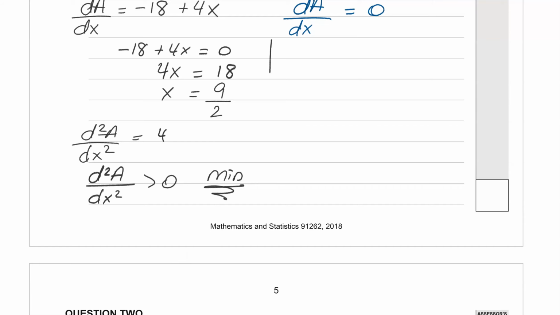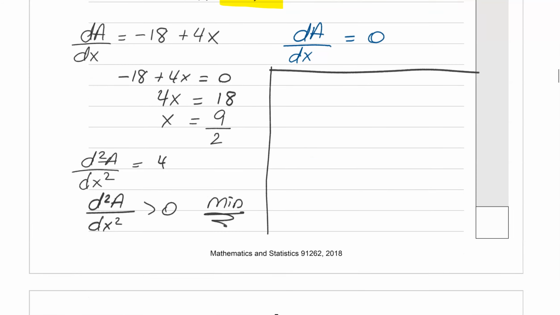Alright, so I'll just use this little box over here. I'll draw up a little box to give myself a bit more space. Now we know our x value, we know our function. Let's go and substitute it in. So we've got 80 minus 18 times 9 over 2 plus 2 times 9 over 2 squared. So that becomes minus 18 times 9 over 2. 18 divided by 2 is 9, so negative 9 times 9 is negative 81. Alright, then I've got 9 over 2 squared. 9 over 2 squared is 81 over 4.